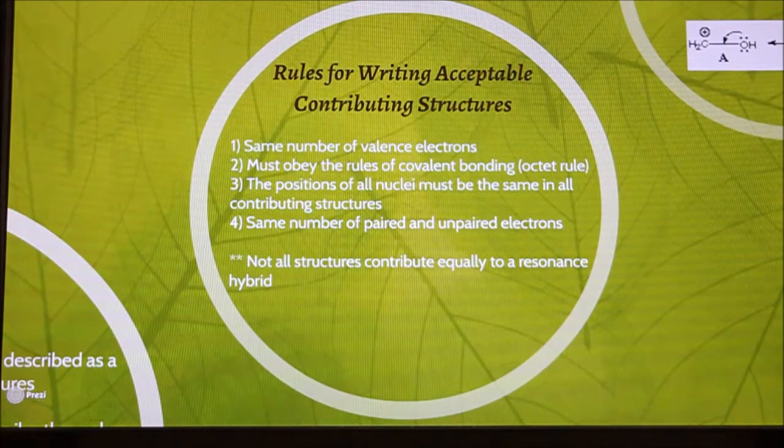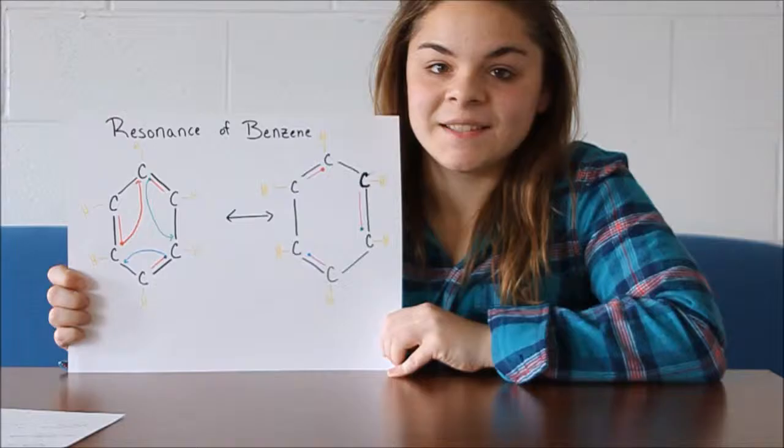The positions of all nuclei must be the same in all contributing structures, and the same number of paired and unpaired electrons must be equal as well. Not all structures contribute equally to a resonance hybrid. A resonance hybrid is a molecule, ion, or radical, described as a composite of a number of contributing structures.